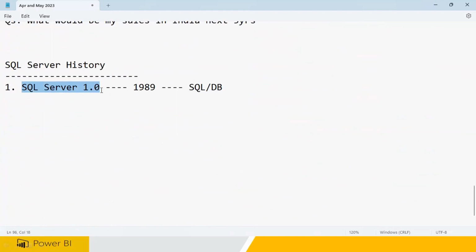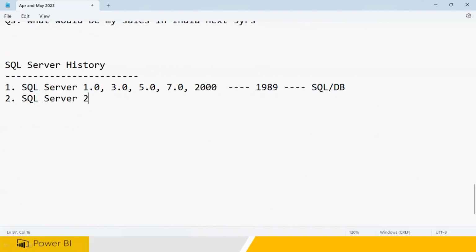SQL Server 1.0, then 3.0, then 5.0, the last version was 7.0, then SQL Server 2000 got released in the year 2000. So Microsoft used this software as a SQL software to store the data and retrieve the data. But after that, SQL Server 2005 was released, which is SQL and database.